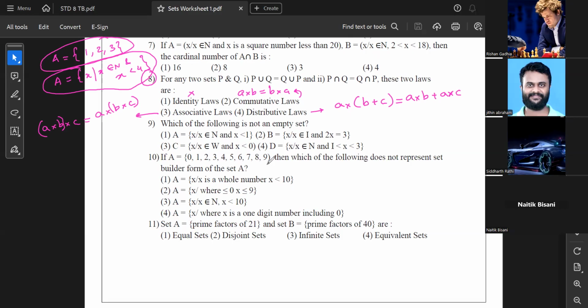Sir, what changes should we make in this question to make the answer identity law? यार ऐसा एग्जाम्पल तो याद नहीं आ रहा. लेट मी जस्ट थिंक.